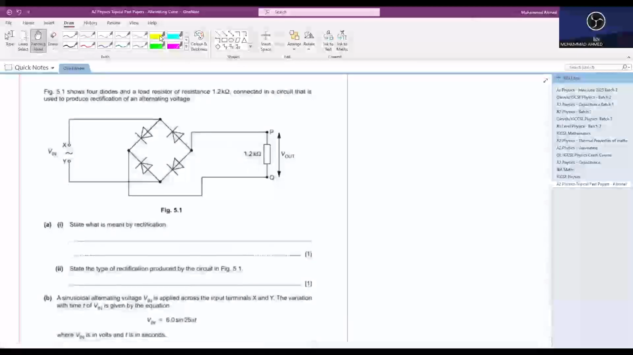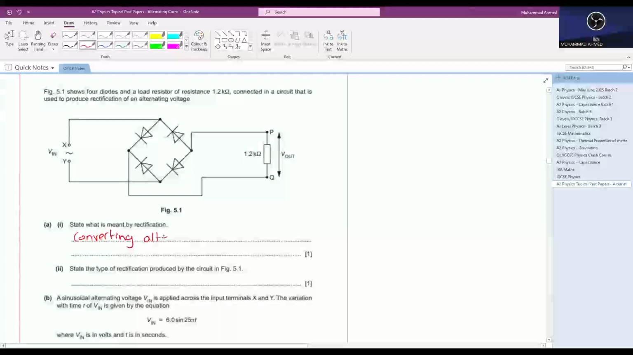Okay. Figure 5.1 shows four diodes and a load resistor of 1.2 kilo ohms connected in a circuit that is used to produce rectification of an alternating voltage. State what is meant by rectification. That's very easy for 1 mark. Converting alternating voltage into DC or direct voltage. Anything works fine. Here, for 1 mark, you don't need much.